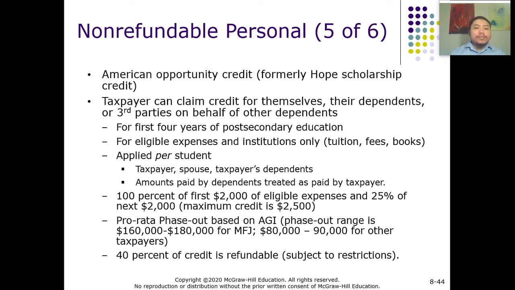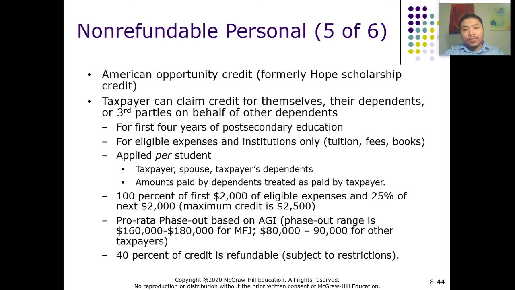Pretty much. Again, like other tax credit programs, there are phase-out structures that apply to this credit, and again, it depends on the income level of the taxpayers. It is a pro rata phase-out structure, and the phase-out range is from $160,000 to $180,000 for married filing jointly taxpayers, and $80,000 to $90,000 for all other taxpayers.